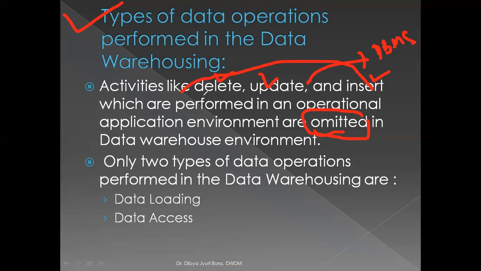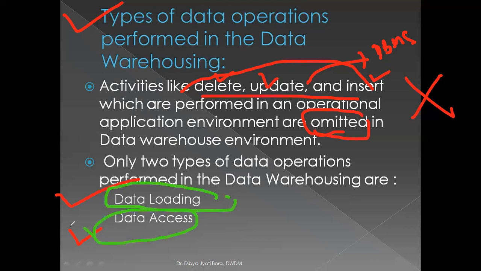So if these operations are not allowed, then what operations are allowed with respect to a data warehouse? There are two types of data operations: data loading and data access. Data loading and data access are the two types of data operations allowed with respect to a data warehouse.